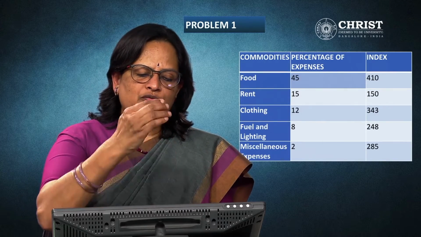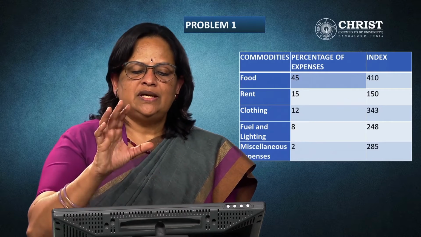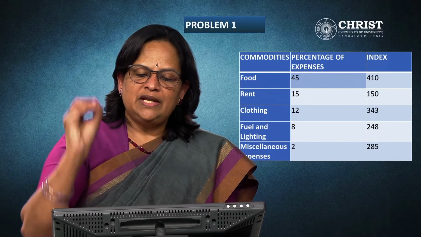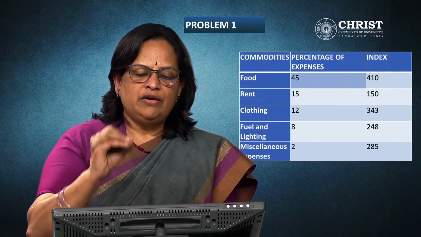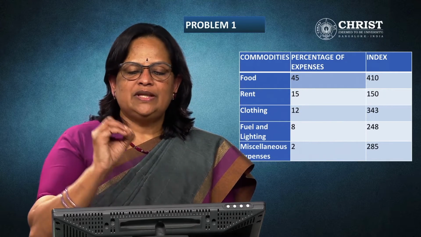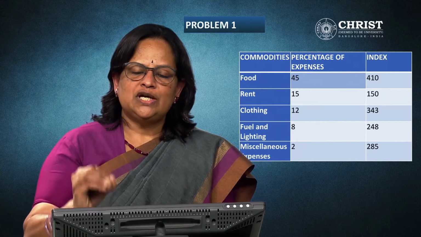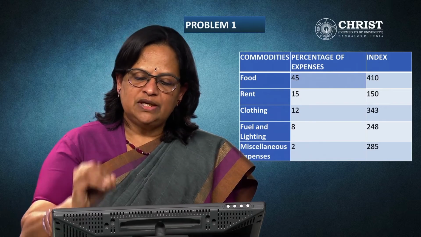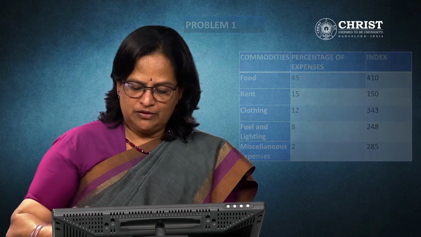Now first we will compute the problem. The commodities, the percentage expenses and the index values are given. The commodities are food, rent, clothing, fuel and lighting, and miscellaneous expenses. 45, 15, 12, 8 and 20 are the percentage of expenses, that means the weights. And the index values are 410, 150, 343, 248 and 285. Now we will see the computation.